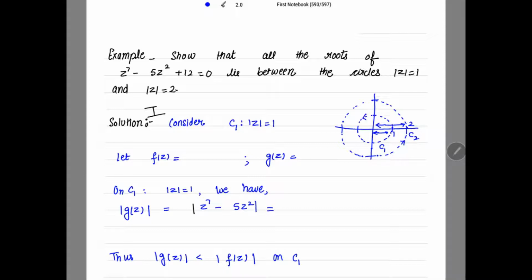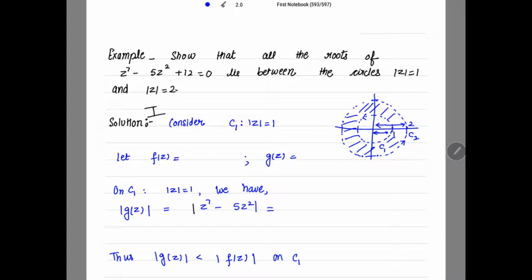I have to show that the roots of the given polynomial lie between the circles, that means this annulus, right? Which means I do not want any root inside C1. Alright, so all the roots should lie between this annulus. So for that, what should I consider my f(z) to be from this given polynomial?